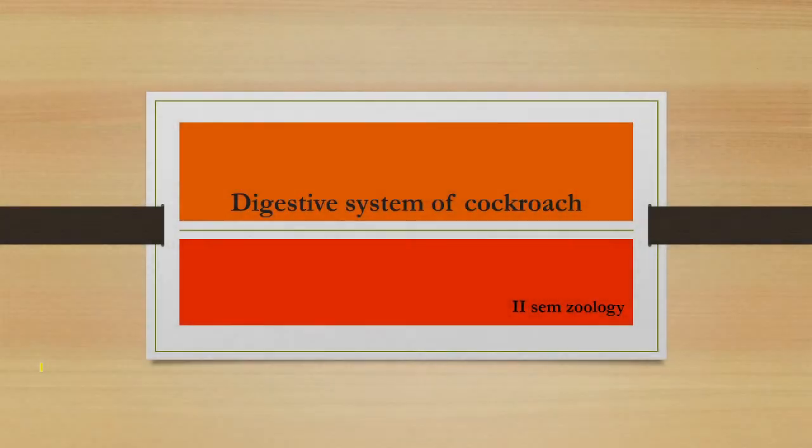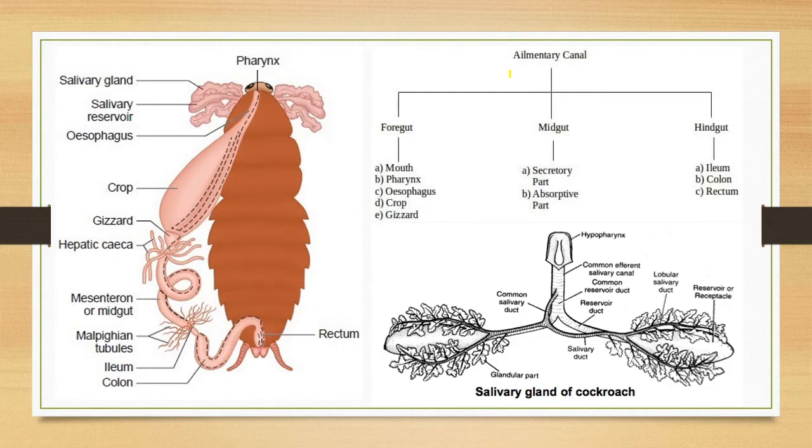Digestive system of cockroach. Digestive system consists of alimentary canal and digestive glands. One of the important digestive glands is the salivary gland.